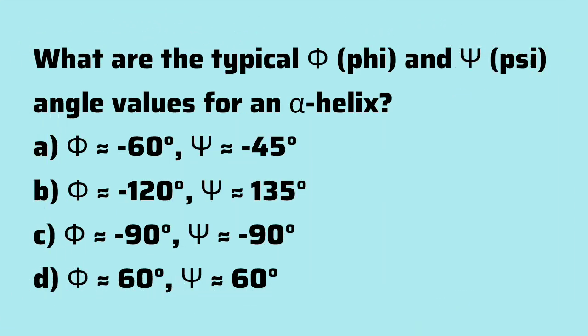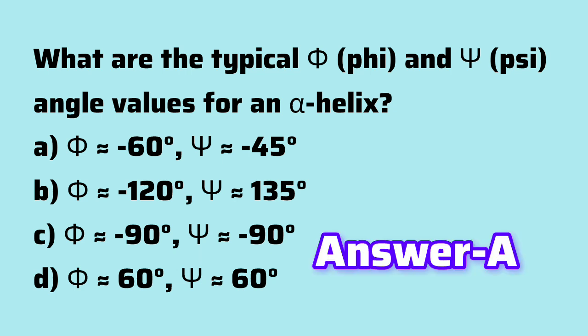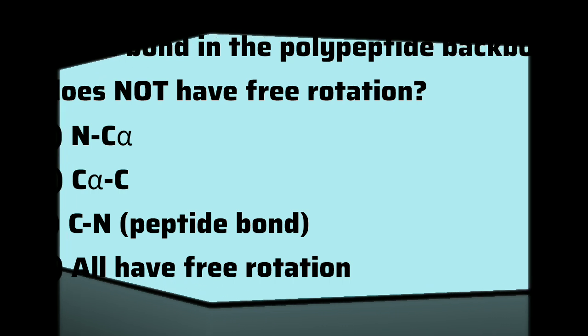What are the typical phi and psi angle values for an alpha helix? Here it is not mentioned whether it is left-handed or right-handed, so we'll consider the right-handed because that is the most common one. It lies in the bottom left, which has both negative values, and the values are minus 60 degrees and minus 45 degrees. So here the correct answer is A, phi minus 60 and psi minus 45 degrees.